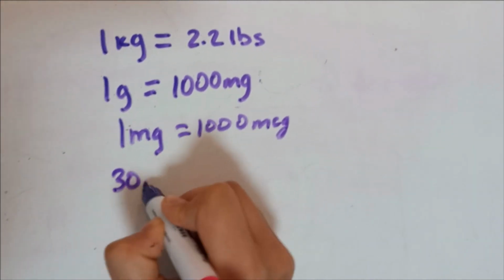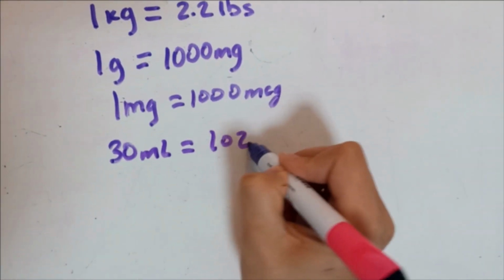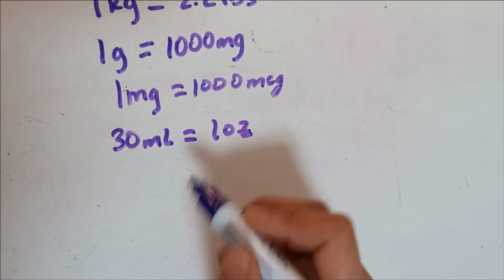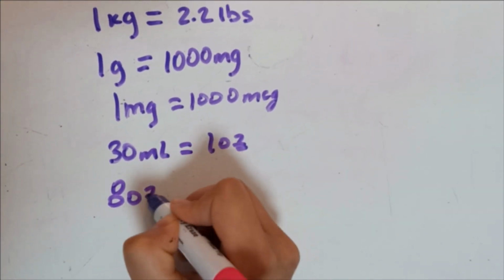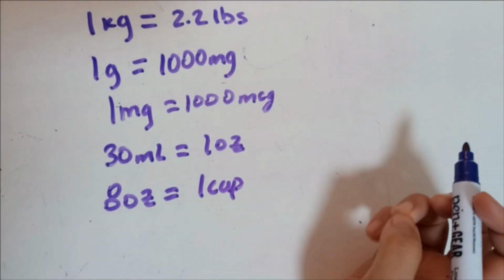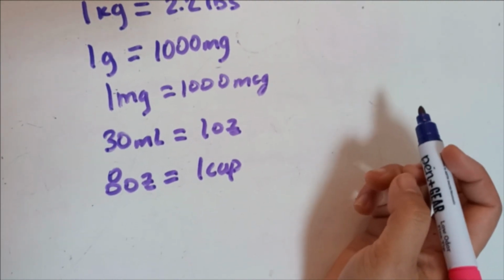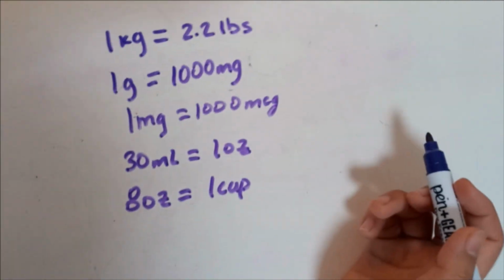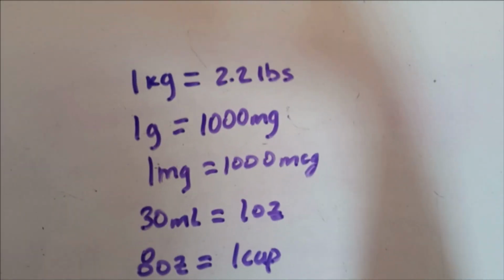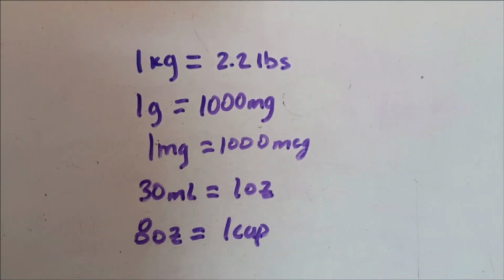Then you have 30 milliliters is 1 ounce, okay? You may run into this. I don't think we had any though. 8 ounces is 1 cup, so you can use the ounces to help you. And that's all that we really had in our semester. So these were our common conversions. You have to know all of these by heart because they'll keep coming back.